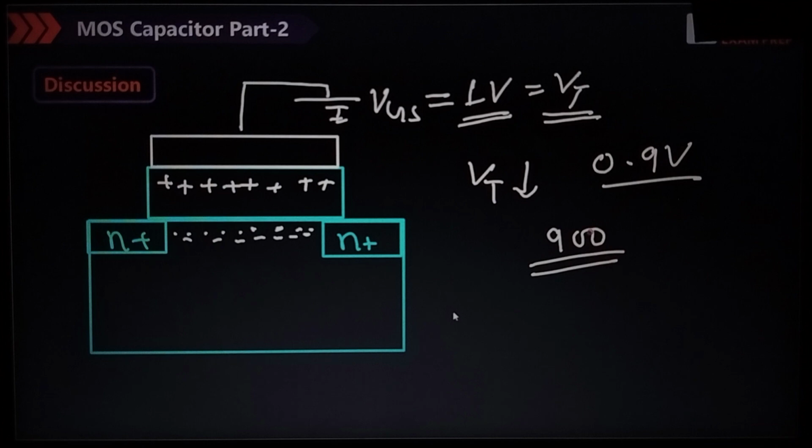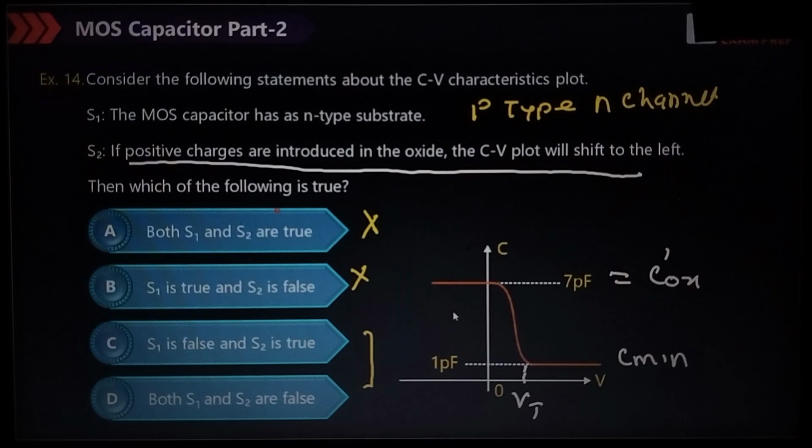This is an impurity inside the oxide, right? During manufacturing of SiO2, some impurity will be there. It may be positive ions, negative ions. Normally positive ions are present inside the oxide. Today we will discuss all these things. So which answer? If the positive charges are introduced in the oxide, the CV plot will shift left. If the threshold voltage decreases, then it will shift left. This is the case. Shift left. Okay.